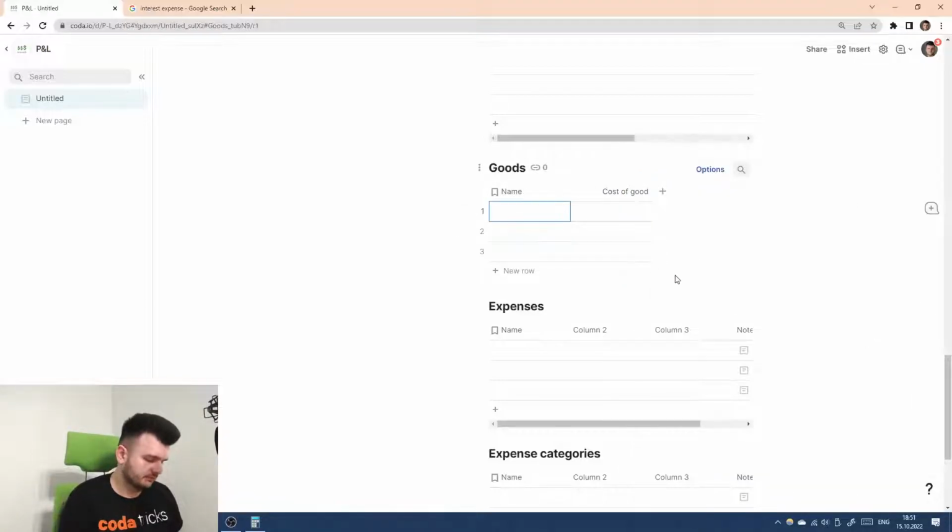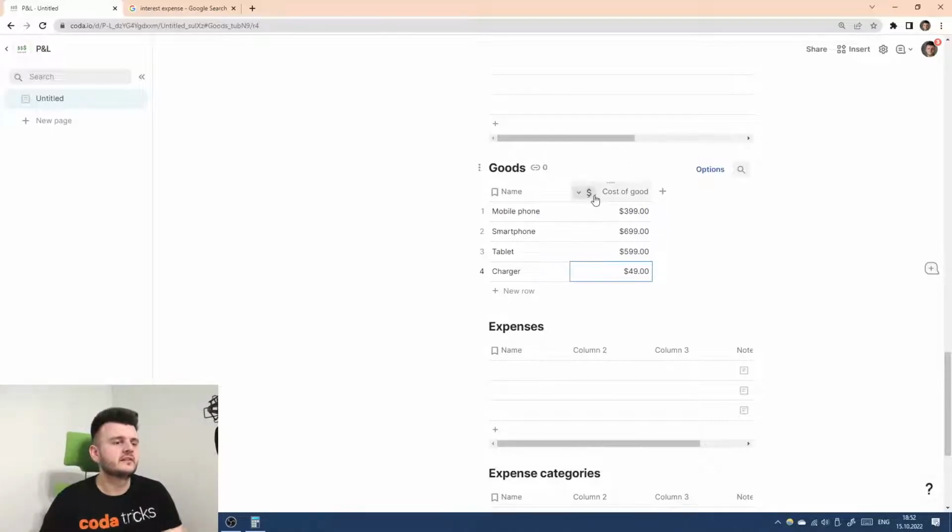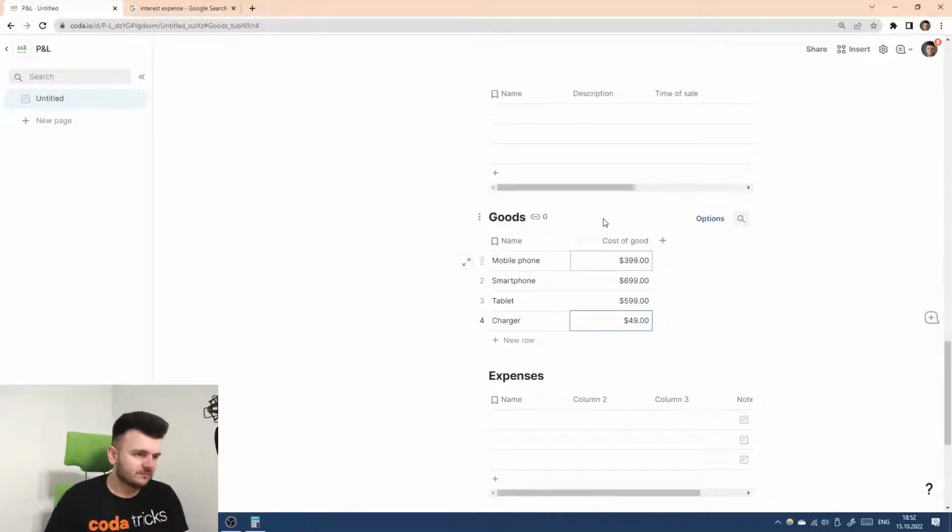And let's add some samples like mobile phone, smartphone, tablet, and power cable, charger. Just charger. This is like $3.99. This is like $6.99. This is like $5.99, and the charger is $49. Whatever, random data, right? What matters is the model.